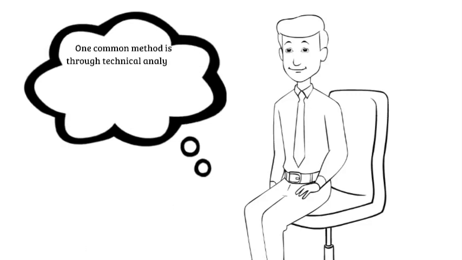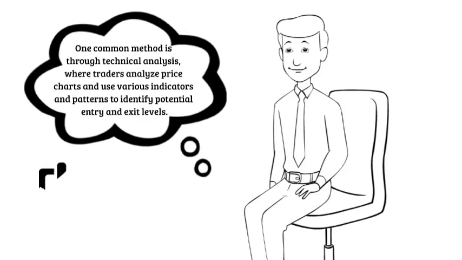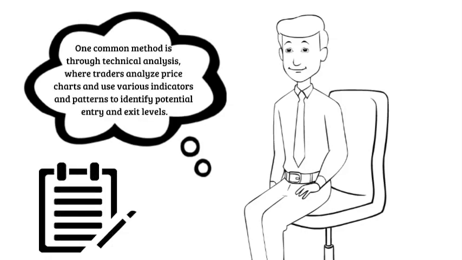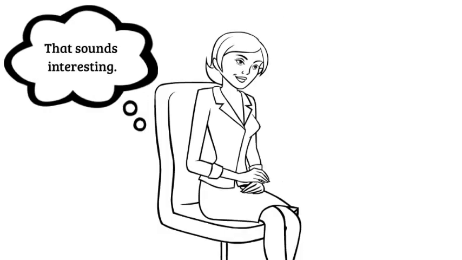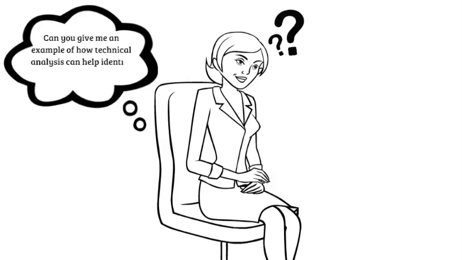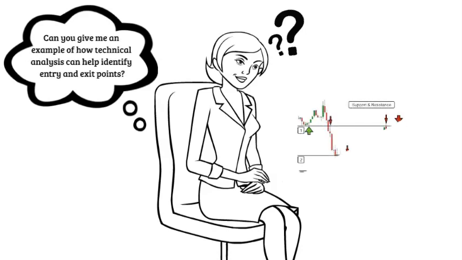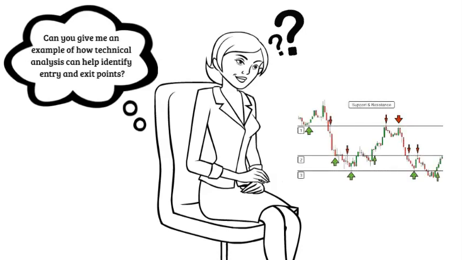One common method is through technical analysis, where traders analyze price charts and use various indicators and patterns to identify potential entry and exit levels. That sounds interesting. Can you give me an example of how technical analysis can help identify entry and exit points?